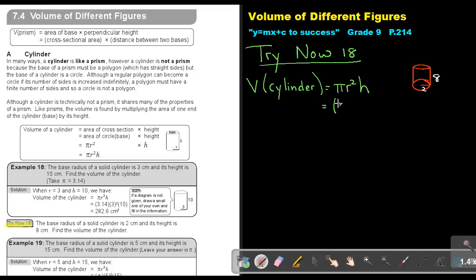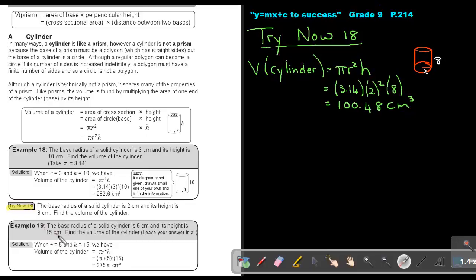Now, pi, take it as 3,14. The radius, look at your sketch, it's 2. And the height will be 8. And then take your calculator and multiply that. And if you multiply that, you will come to an answer of 100.48. And because it's volume, it will be cubic centimeters. Okay, let's look at the next one.